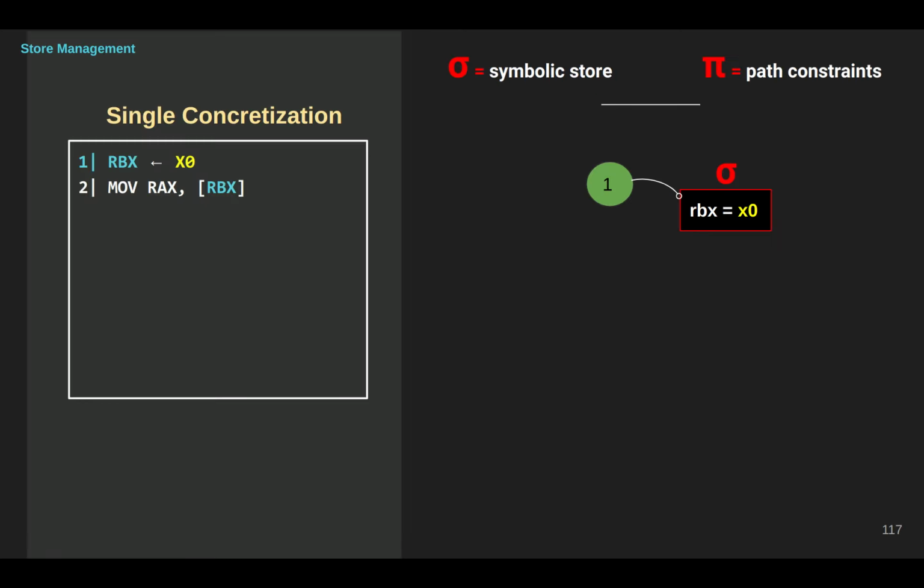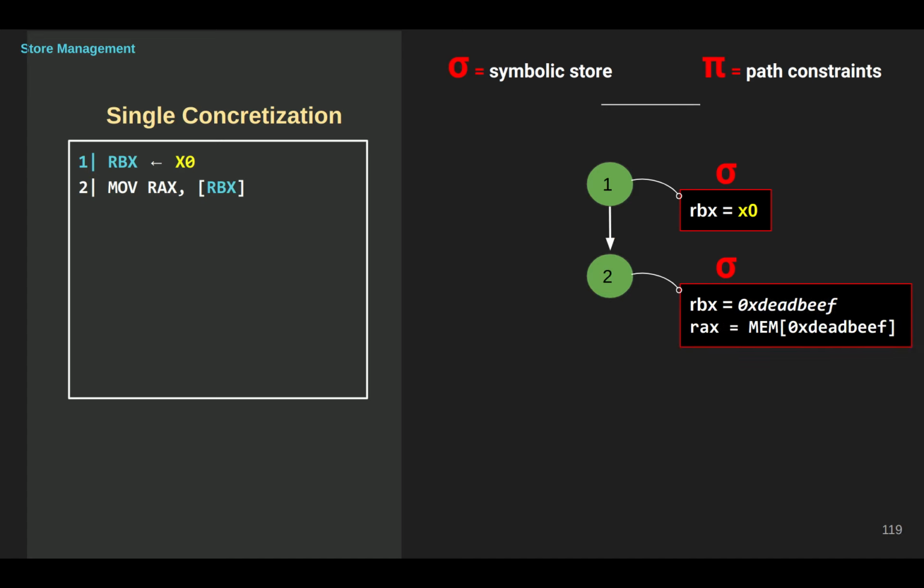One approach is called single concretization. Instead of storing the symbolic variables, you just store a solution for that variable. So here you query the solver for the value of RBX, and then you store in RBX just deadbeef, and then you continue on, and then REX is just the memory at deadbeef.